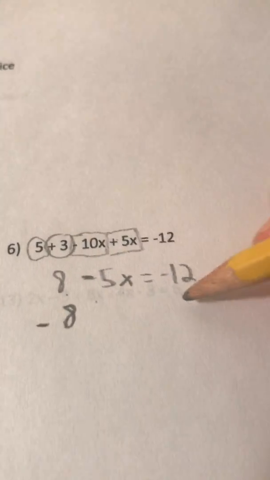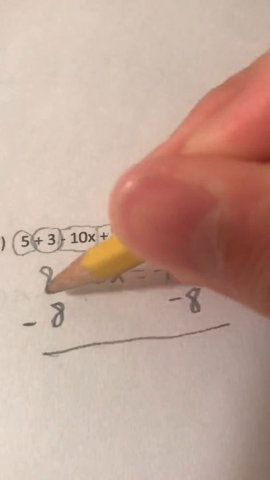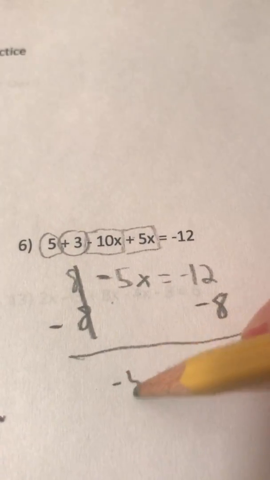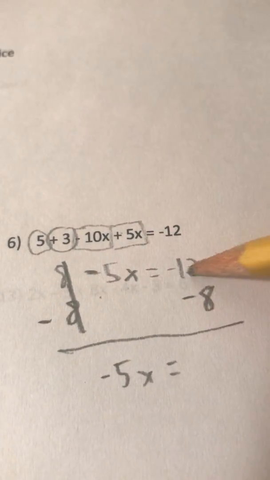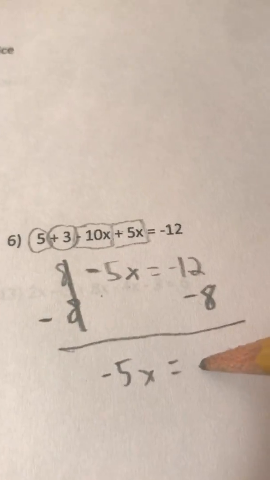What we do on one side, you do to the other. These 8's cancel out. You're left with negative 5x on this side. Negative 12 minus 8 is negative 20.